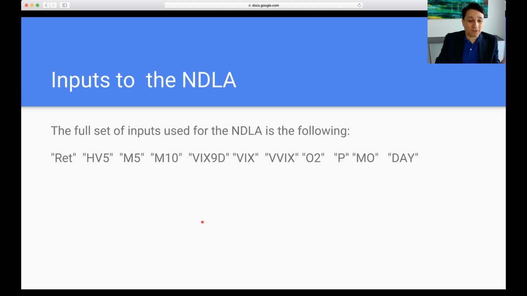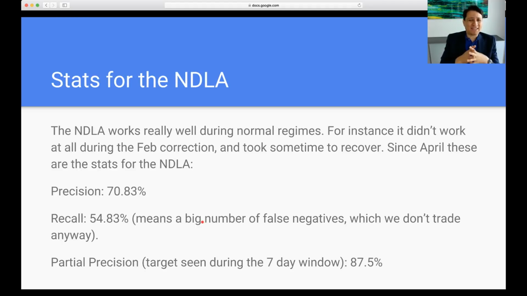Well, we are tremendously successful with that. We have 87.5, almost 88% precision for this kind of thing. So the NDLA is actually really good. I had been tempted to train it for that. But I don't know.